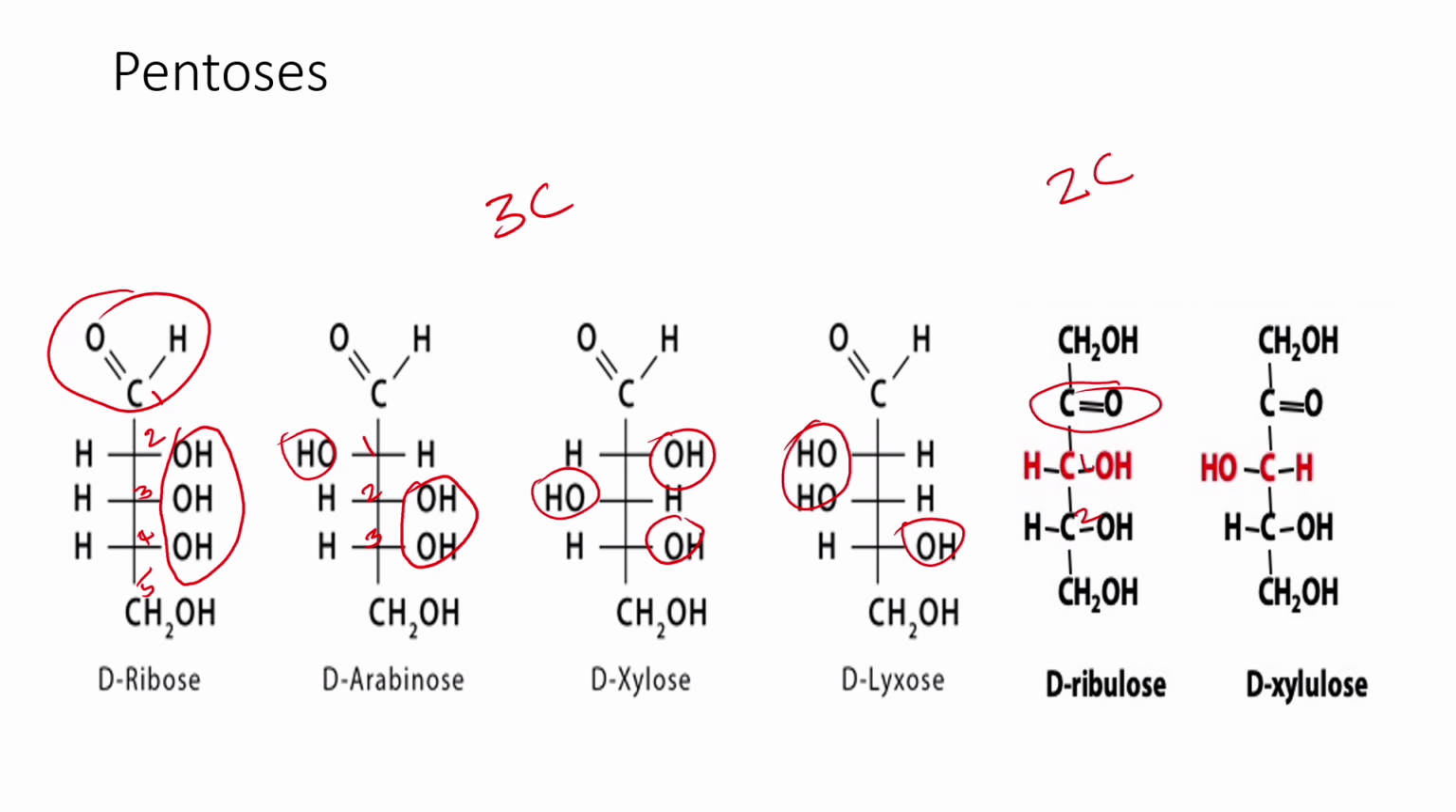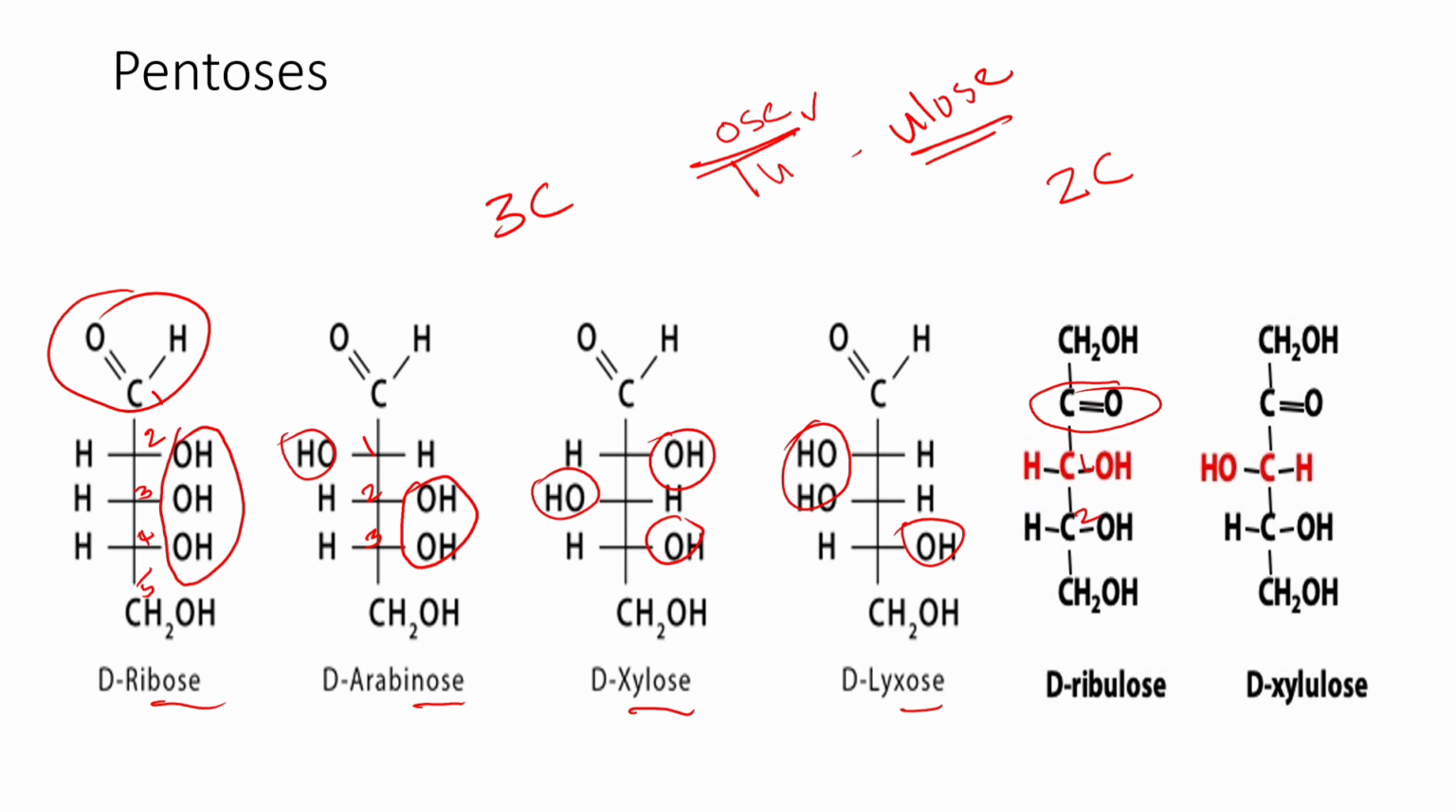And aldopentoses end with the suffix -ose: ribose, arabinose, xylose, lyxose, etc. But ketopentoses end with the suffix -ulose. Aldopentoses end with -ose and ketopentoses end with -ulose. All the carbohydrates containing aldo groups end with -ose, and the monosaccharides containing keto groups end with -ulose.